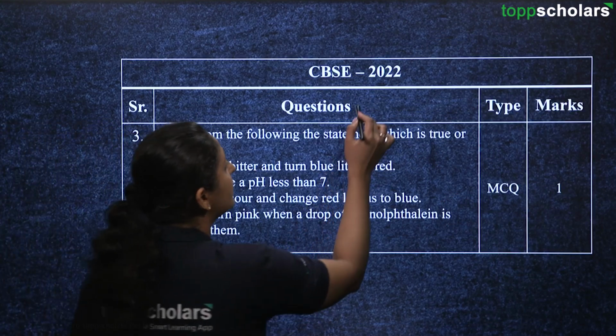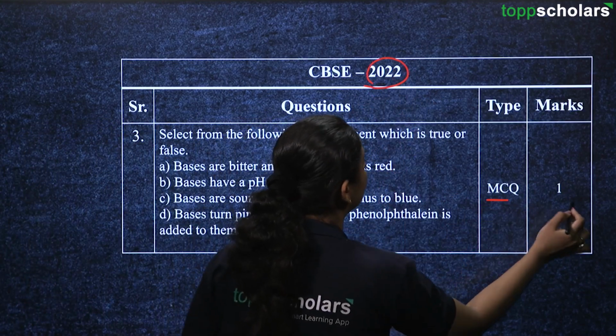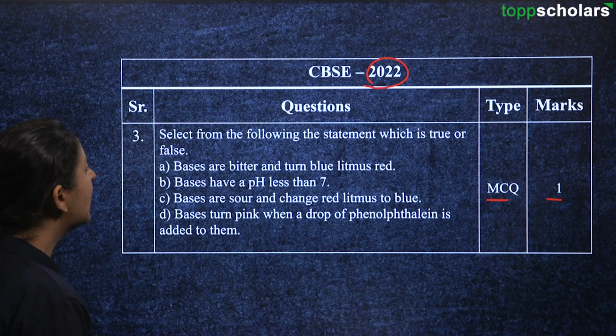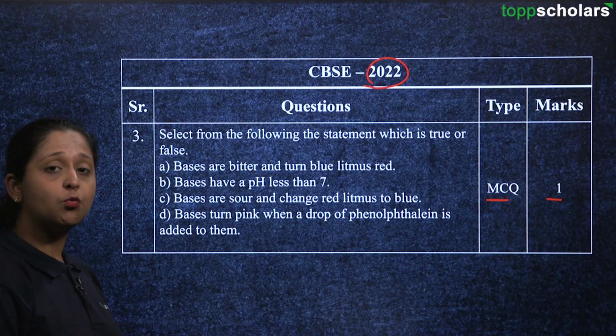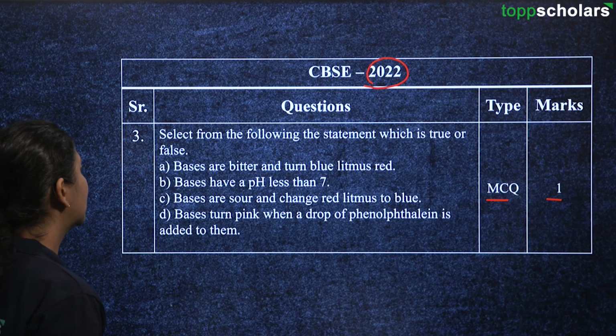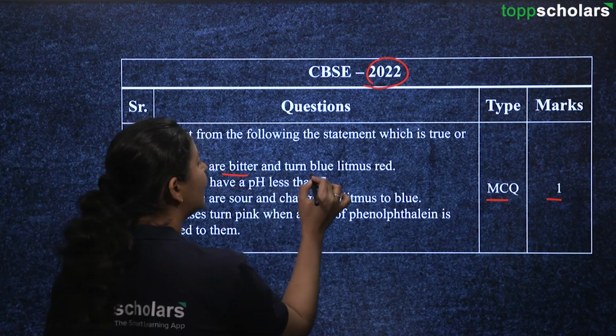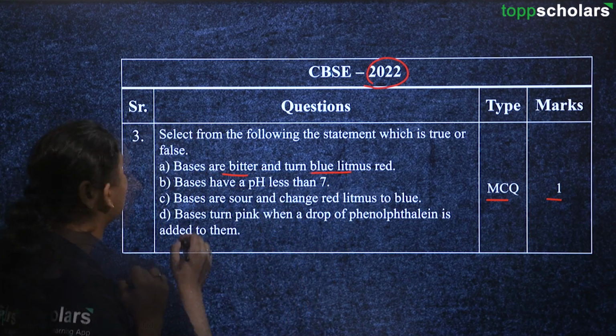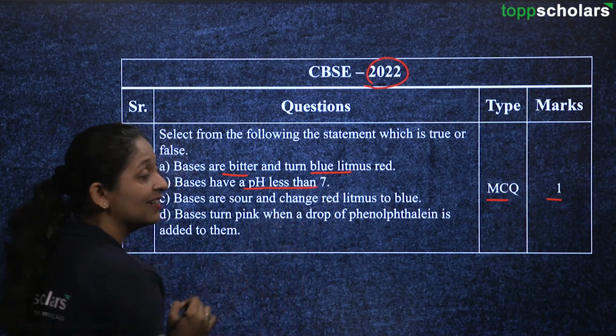From again the same year paper, students, we have one more multiple choice question. Select from the following statements which one is true or false. Bases are bitter and they turn blue litmus red. Bases have a pH less than 7.